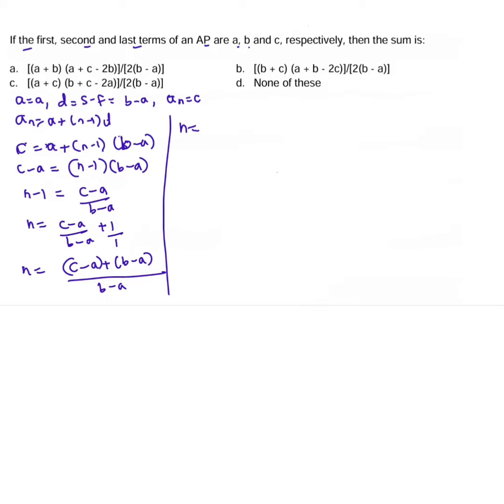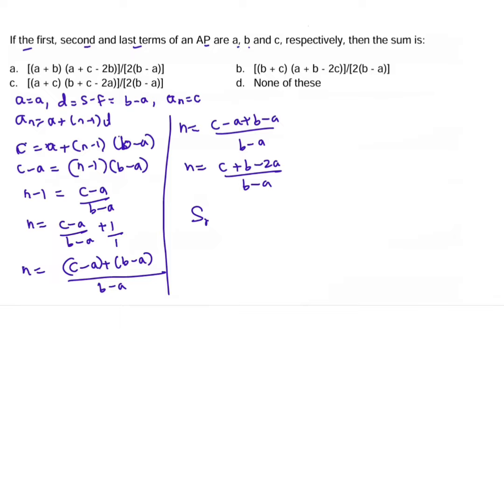So n minus 1 will be C minus A divided by B minus A. So n will be C minus A divided by B minus A plus 1. The minus 1 goes to the other side and becomes plus 1. So n will be C minus A plus, by cross multiplication, that is the LCM, B minus A divided by B minus A. Now simplifying this, we get n equals C minus A plus B minus A divided by B minus A, that is nothing but n is C plus B minus 2A divided by B minus A.